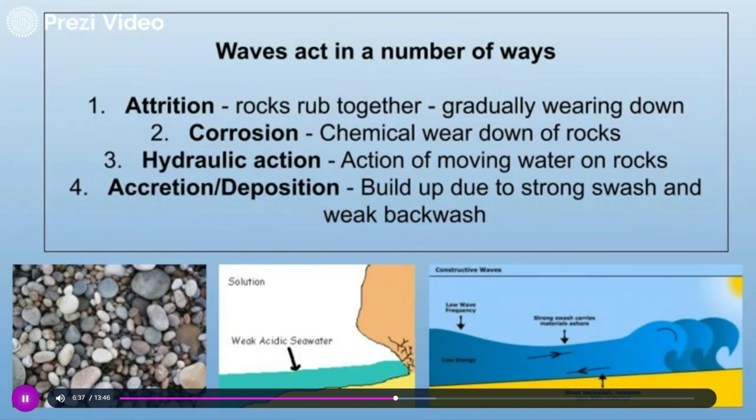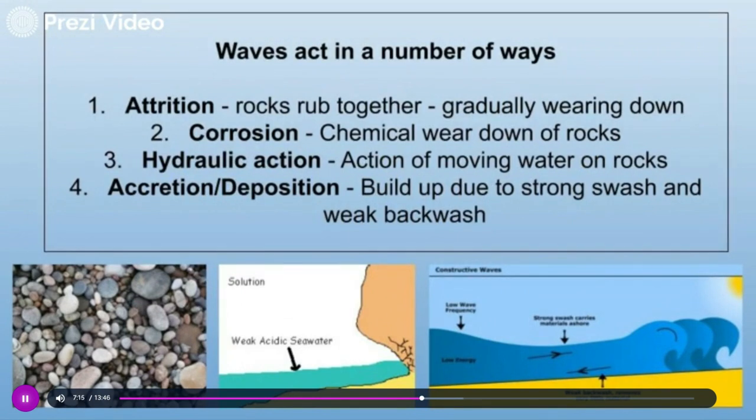Number 4, accretion or deposition. Essentially, this is where you have a build-up of a material, and this generally is due to wave movement in the form of a strong swash. Now, a swash is where the wave moves up the beach. So the waves come in, and as they come in, they carry materials, sand with it, and it deposits it onto the top of the beach, and then you get what we call a weak backwash. So the weak backwash means that the sand is deposited on the beach, but it's not removed. And this is a constructive wave pattern.